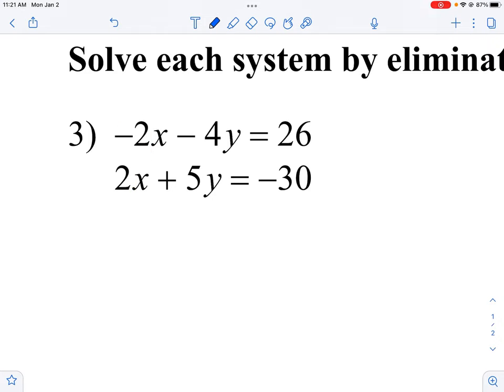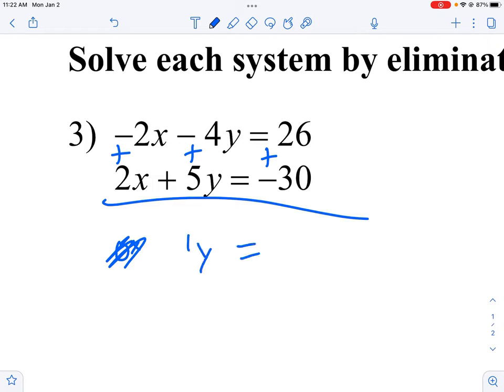Well, if I subtract them, I would get negative 4x. You don't want that. You want it to be 0, so we're going to add instead. Since negative 2 plus 2 is 0, that's what we're going to do. You have to do that for all 3 columns. So I'm going to add here as well. That makes 0x, which we're not going to use anymore. Negative 4 plus 5 is just 1. And then on the right side, 26 plus negative 30 is going to give you negative 4.